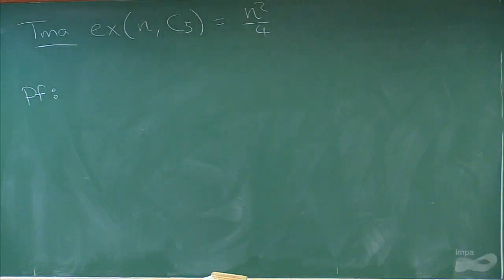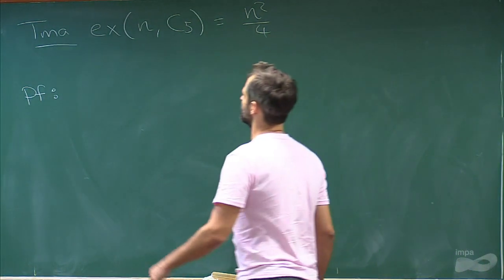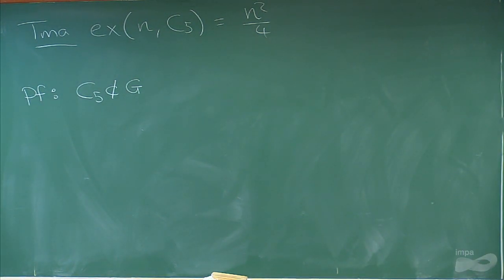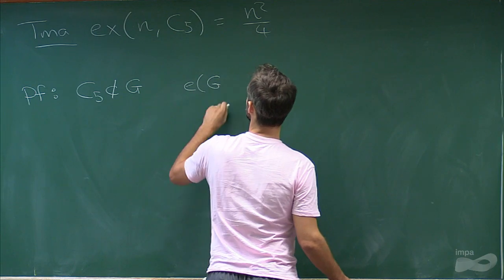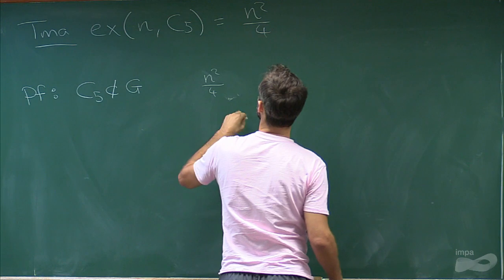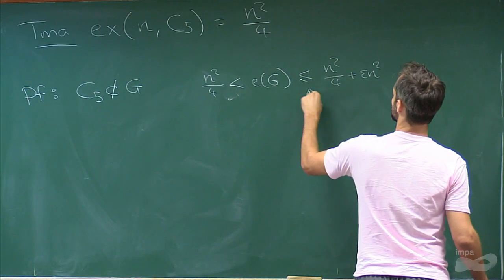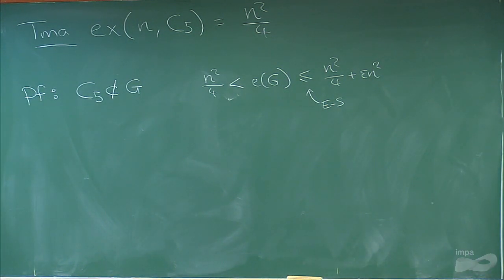So as a first step, let's take a graph G that's C5-free. So what do we know about this graph? Let's assume the number of edges is bigger than n squared over 4. We assume it's at most n squared over 4 plus epsilon n squared by Erdős-Stone, or by applying regularity. What I want to show is that first this graph must be close to being a complete bipartite graph.